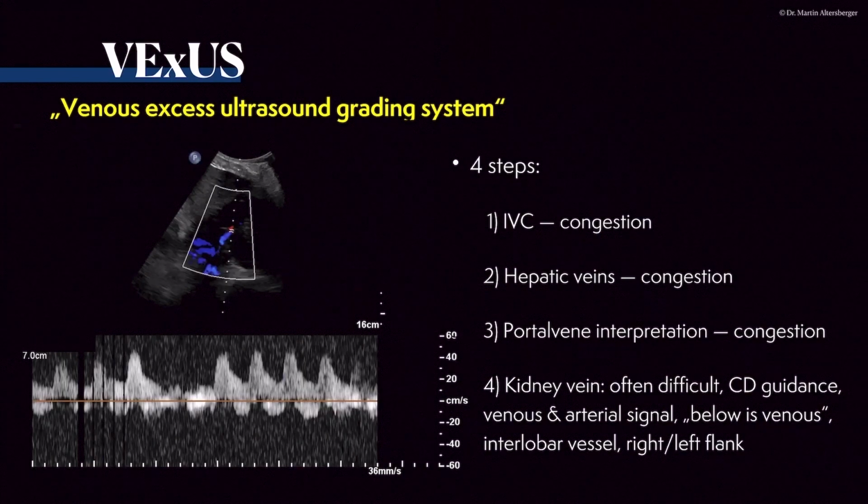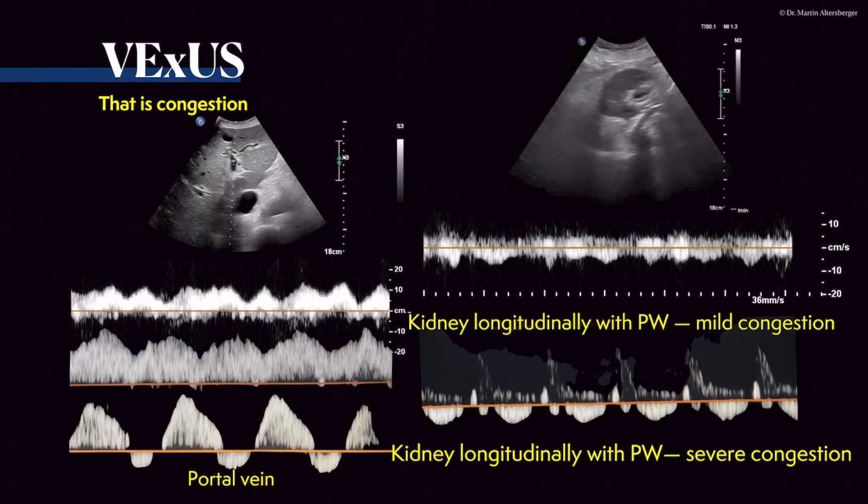Here you have an example then of the next step, the kidney vein. It is often truly difficult. You need color Doppler guidance. Again, look at the color Doppler, the red and blue color, the red for the arterial part you see over here and the blue for the venous signal. Below is venous, on top or above is the arterial measurement, and you should measure in the interlobar vessels, the right or the left flank, it doesn't matter, but you should be a little bit inside the kidney parenchyma to see some signals, that is congestion.